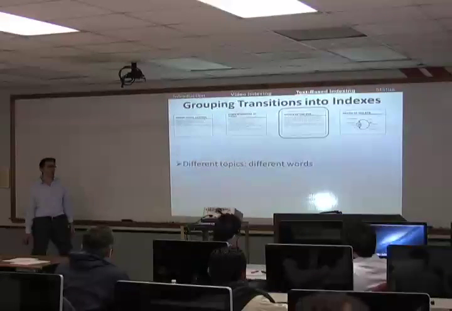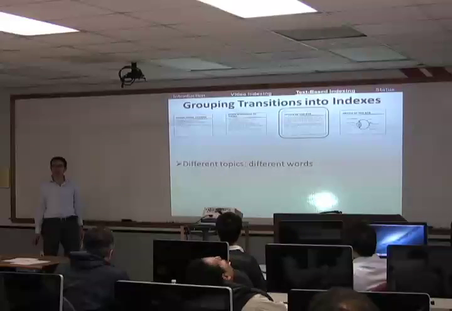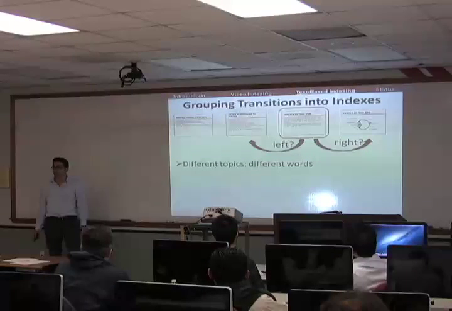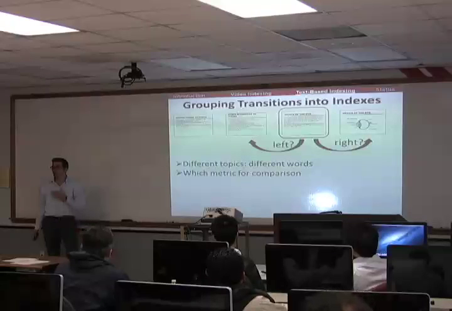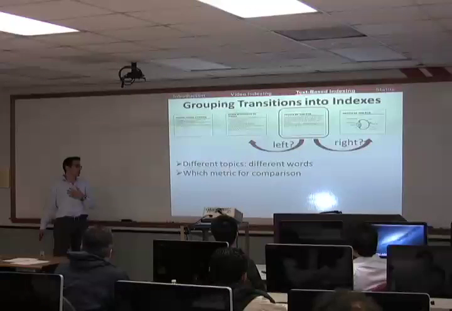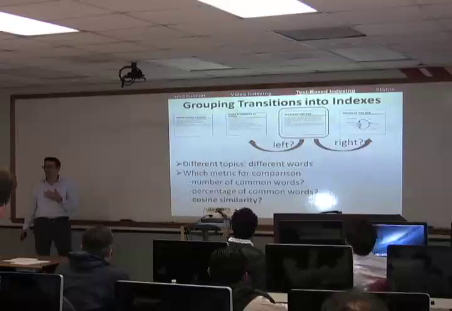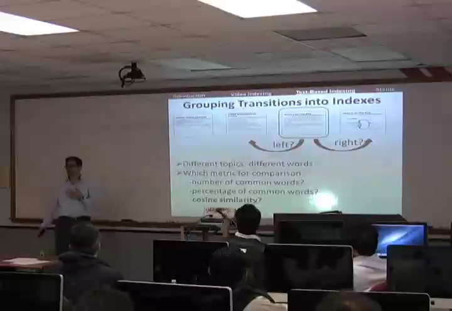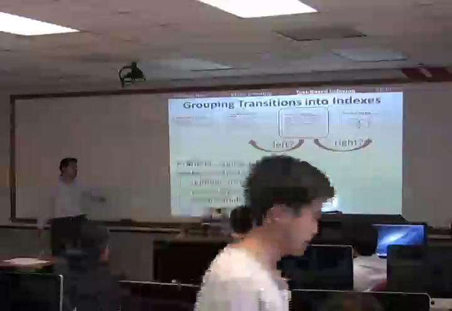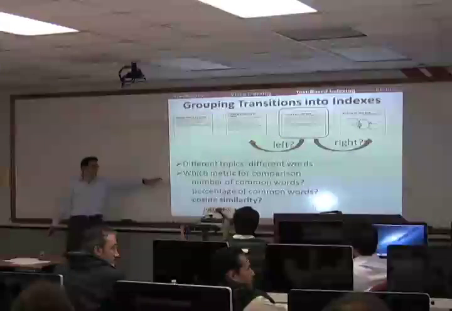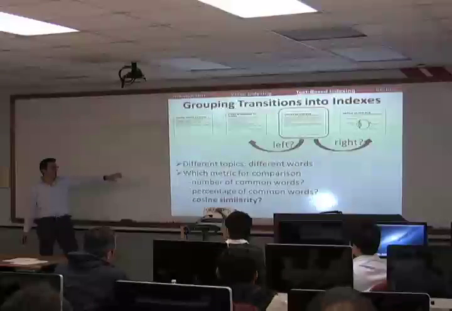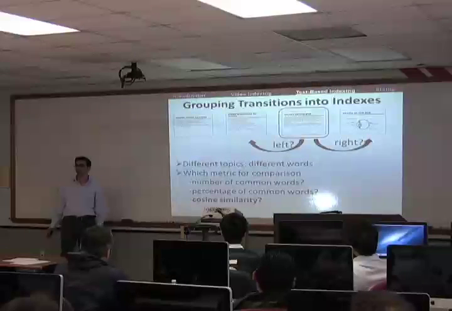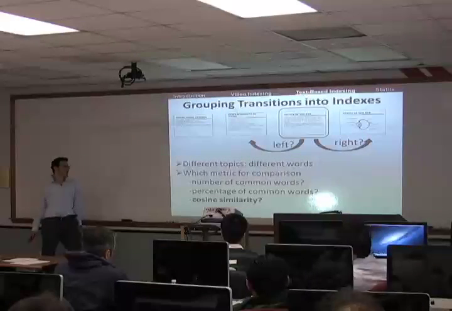When I want to compare this third slide with the left and right group, how should I decide? How should I compare? What should my metric be? My metric can be the number of common words, the percentage of common words, or something like cosine similarity. There are lots of other criteria we can use, but we chose cosine similarity based on our experiments. It's a very common approach in text mining and machine learning.